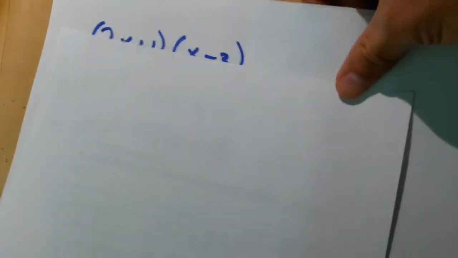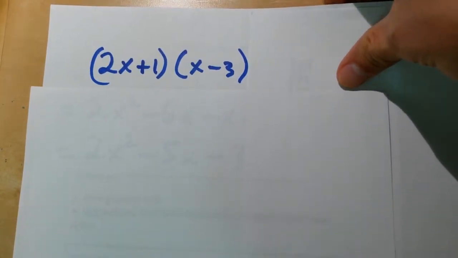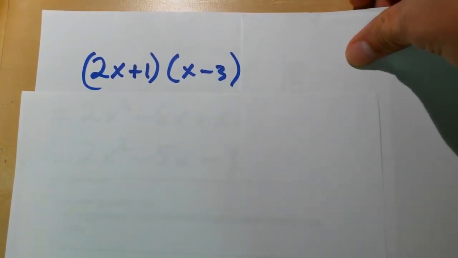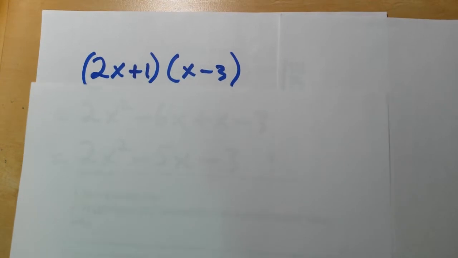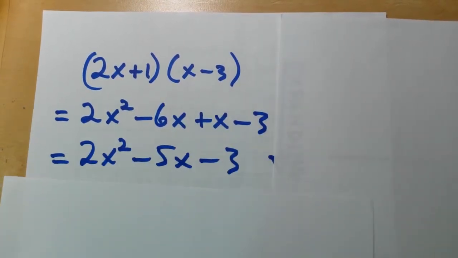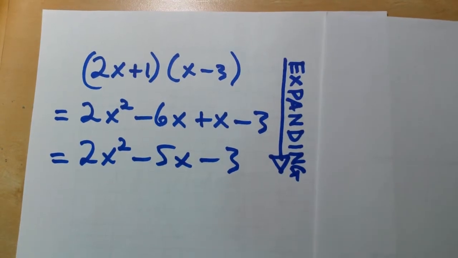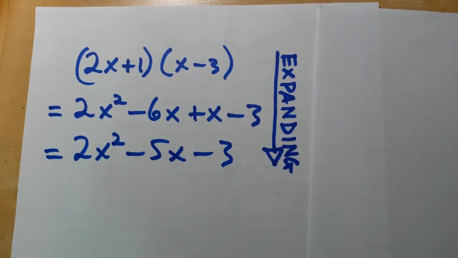So let's take a look at this example. So far you've been familiar with these types of examples where you're given two binomials and you're asked to expand these. In other words, to multiply them. So what you do is you end up with this on the next line, and then you collect the like terms and simplify this expression. So this is what we normally call expanding, meaning you take two binomials and you multiply them.